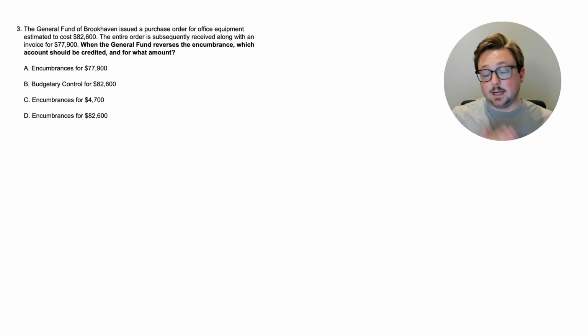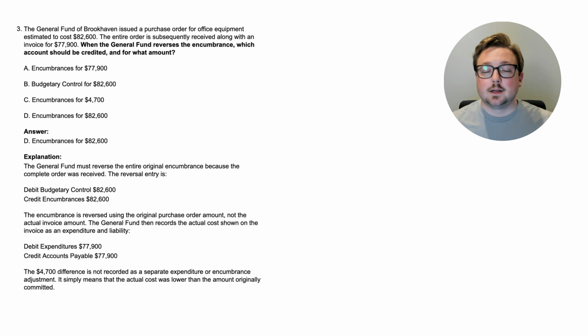How does this work? If you don't know, again, that's okay. We are using these questions to learn. If you have a guess, or if you already know how encumbrances work, you probably already know the answer. So let's go ahead and go to the answer to learn a little bit more. Okay, here we are. The answer is D. You would credit encumbrances for $82,600.